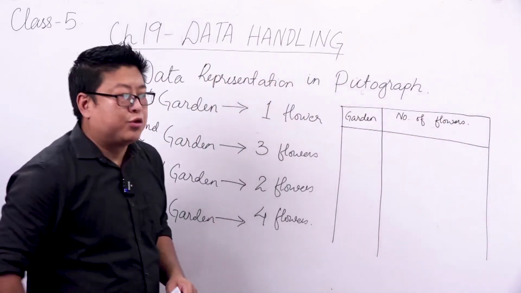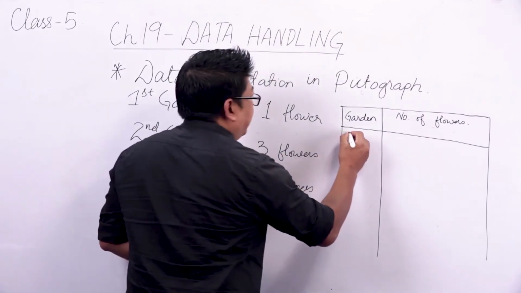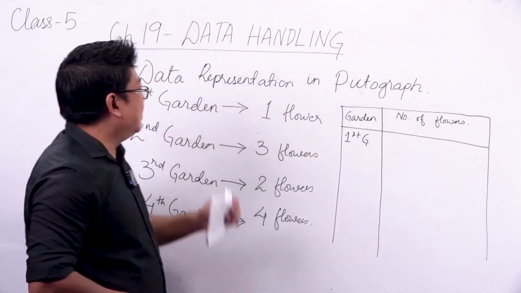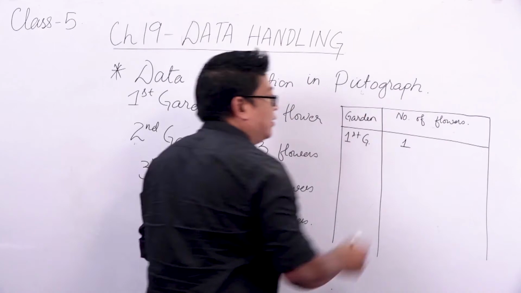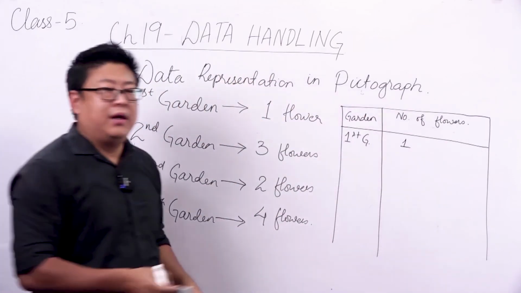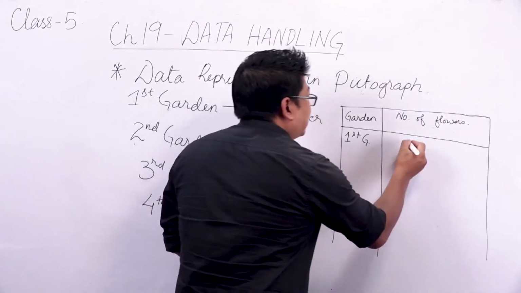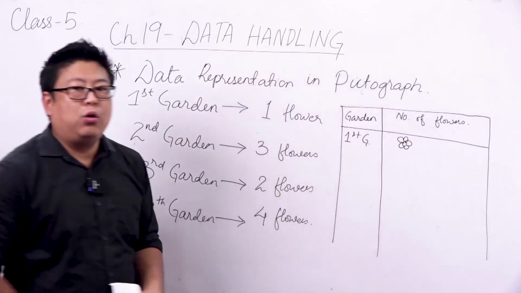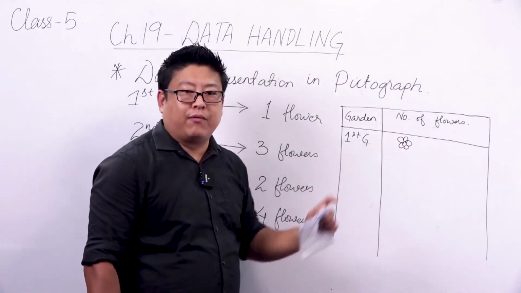All right. So in the first place we have the first garden. The first garden, there is only one flower. Now we don't have to write 1 here. If you write 1 in a pictograph representing the number of flowers, that is wrong. So what we are going to do is, let's just assume that this is a flower. So we'll just draw 1 flower. That means in the first garden, there's only 1 flower.